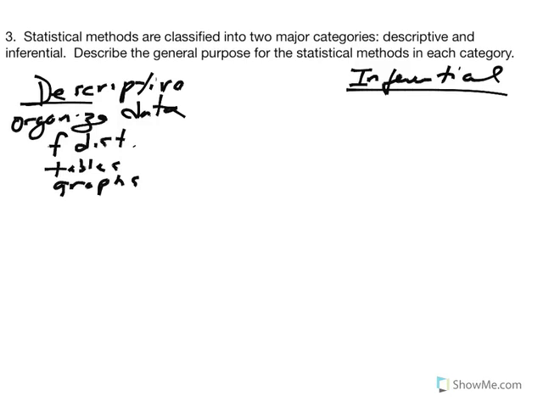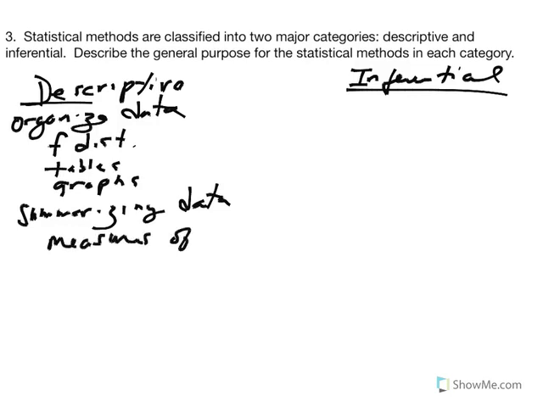In some cases, most individuals don't want all of the data. We'd rather a summation or a summary of that information. So under the descriptive category, we also have what we refer to as summarizing data. Okay, or a summation of the data. And the statistics that we tend to use to summarize include measures of central tendency.